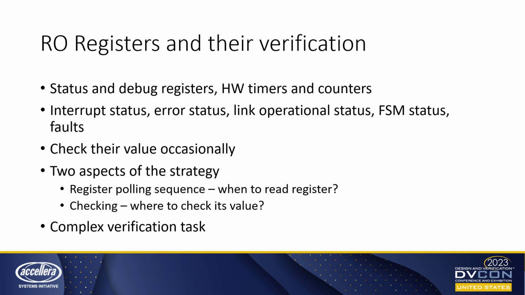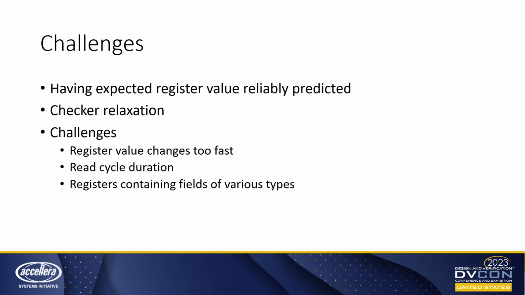The other aspect is the checking itself. This should be done in a common object such as a reference model or scoreboard, and actually that is the challenging part that brings more complexity into this verification task. In order to implement a checker for a specific register or register field, we should have the expected register value reliably predicted. For a verification engineer, that is sometimes hard to achieve if we consider the DUT as a black box, as it's supposed to be.